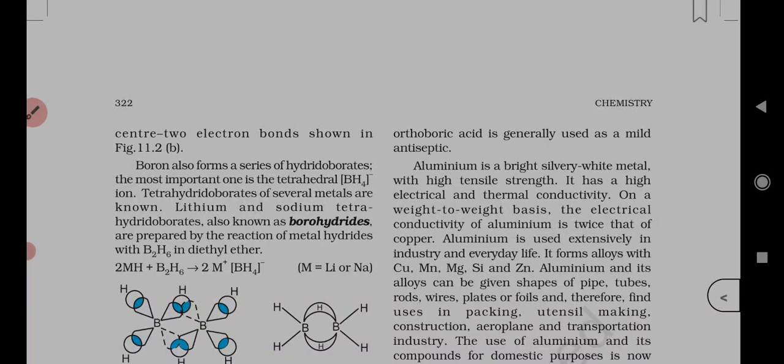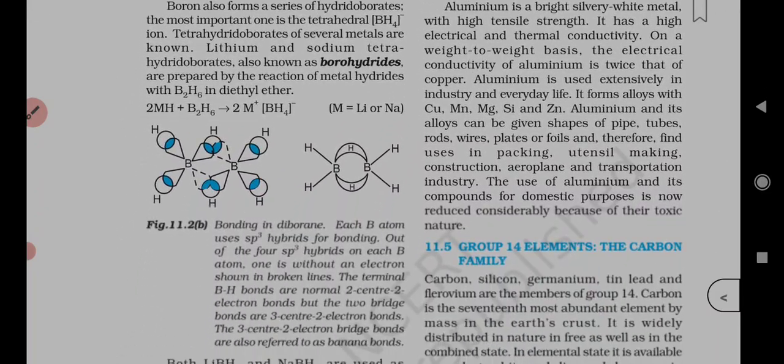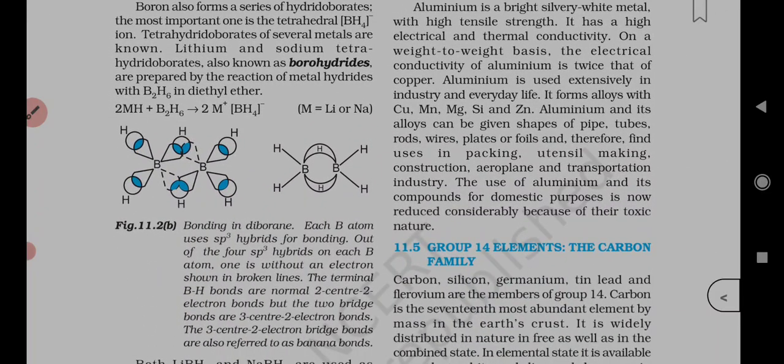The terminal BH bonds are normal 2 centered 2 electron bonds, but the 2 bridged bonds are 3 centered 2 electron bonds. The 3 centered 2 electron bridge bonds are also referred to as banana bonds. तो यहाँ पे banana bonds मिलते हैं. So banana bonds क्या है? 3 centered 2 electron bonds.